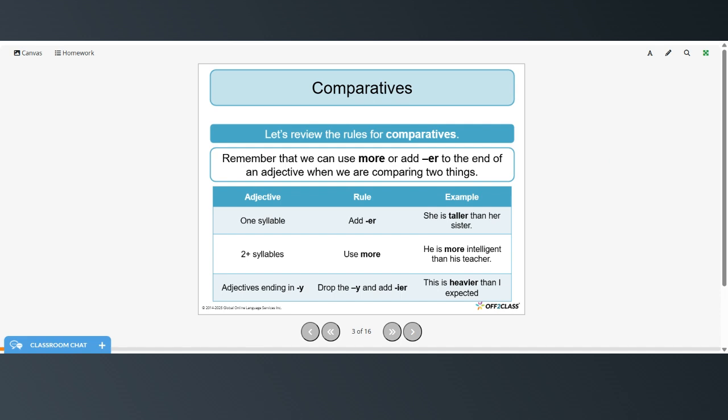So we're going to first review the rules for comparatives. Remember that we can use more or add er to the end of an adjective when we are comparing two things. So if we have a one-syllable adjective, we add er. Example, she is taller than my sister. If the adjective is two or more syllables, we use more. He is more intelligent than his teacher. Adjectives ending in y, we drop the y and add ier. This is heavier than I expected.